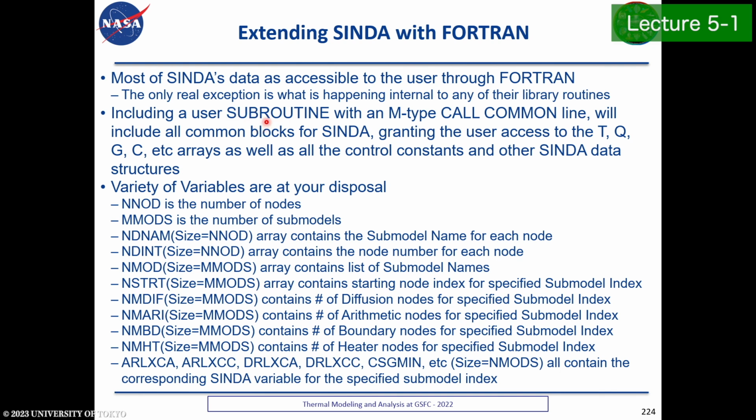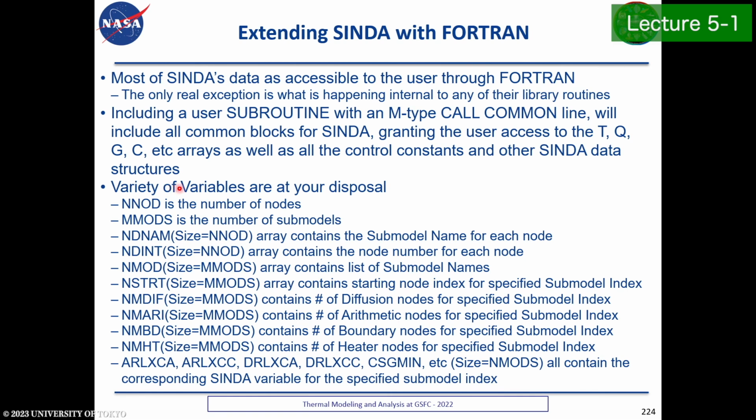So if you need a subroutine, you can insert it into the user subroutine data. If you want access to all of the Cinda variables, you do an M-type call common. And what that's going to do is make all of those variables accessible to you. All the T's, all the Q's, all the G's, capacitances, and everything will all be there if you need to do it. So it gives you that plus all the control constants and other Cinda data structures. So if you're writing your own subroutine, put in a call common to be able to access all of the other Cinda things globally that's in there.